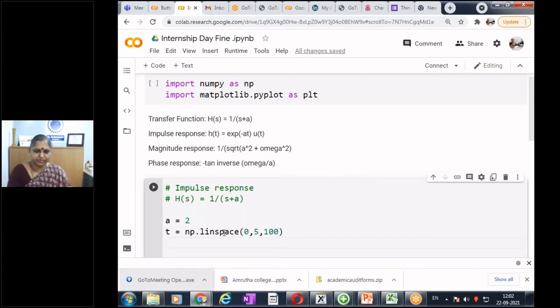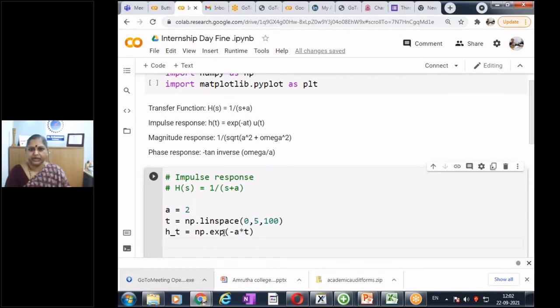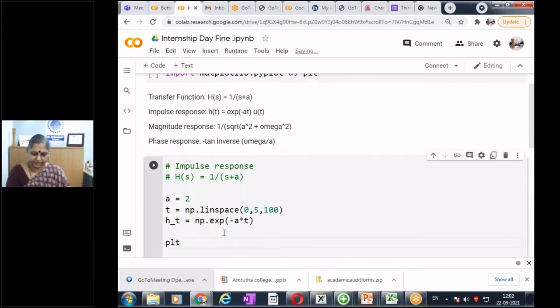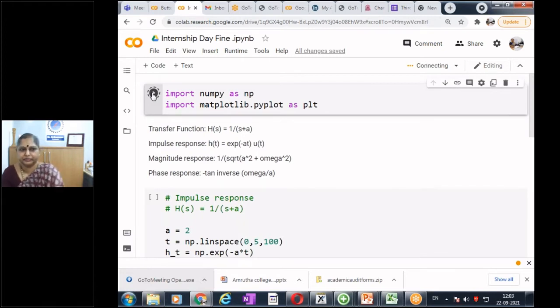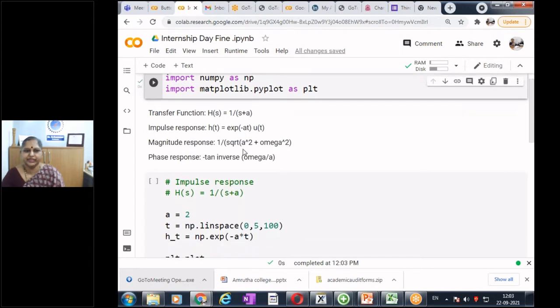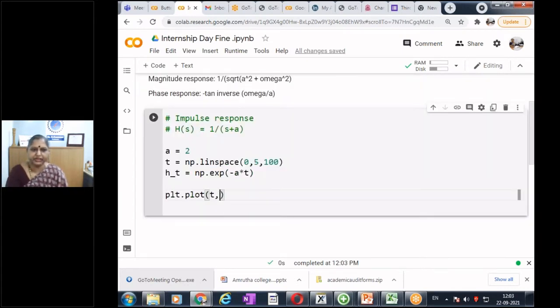And then what is my impulse response h(t)? My impulse response is given by np.exp of minus at. That's it. Then what should I do? Let me plot it. Please run the cell, otherwise it will not work. So let us run this first cell. Run the first cell. And now plt.plot. What should I plot? t comma h(t).